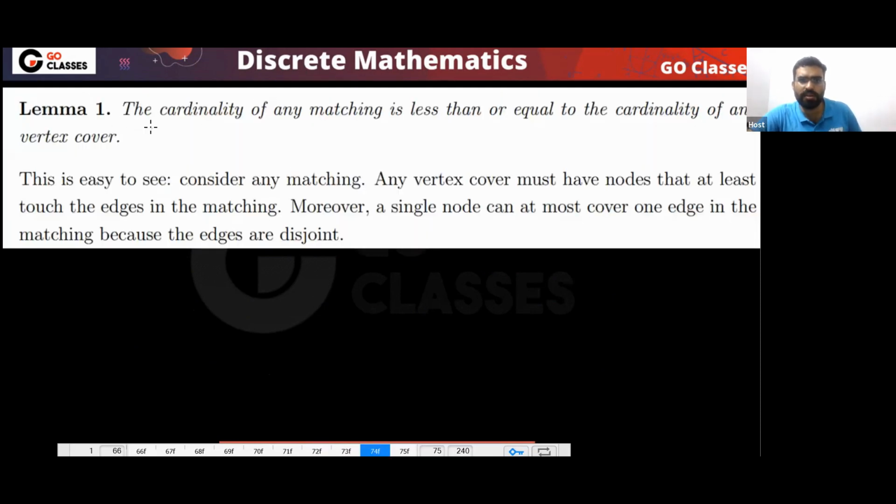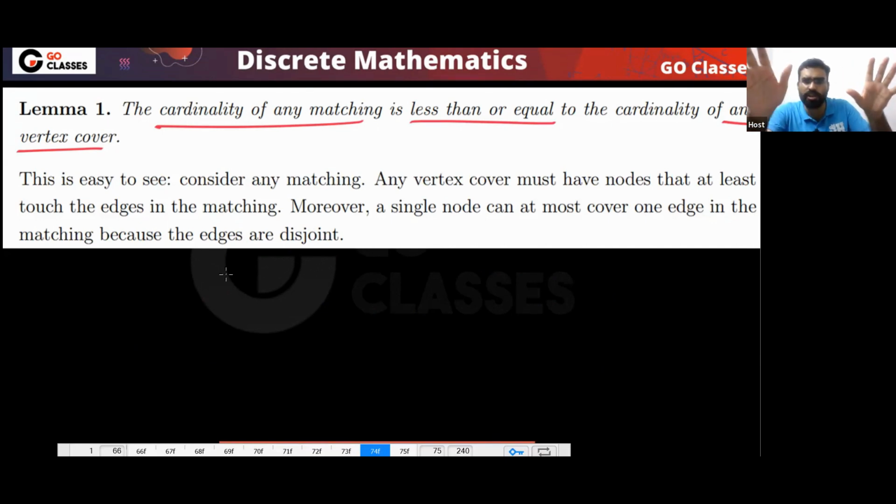So this is the idea. The cardinality of any matching, whatever matching you take, is less than or equal to the cardinality of any vertex cover. And this proof we have already seen, and the proof is very simple. So what is the proof? Forget about the slide. Just close your eyes and visualize.